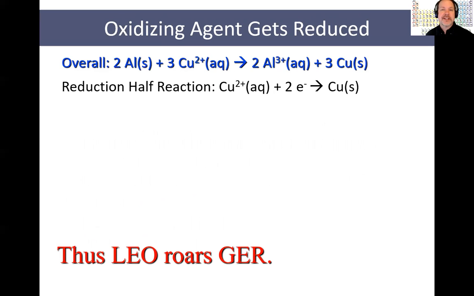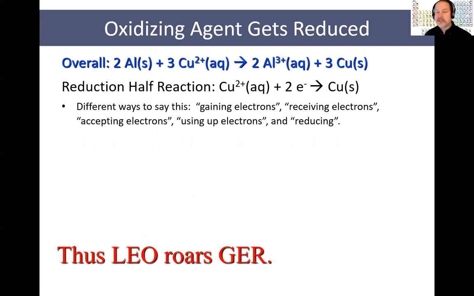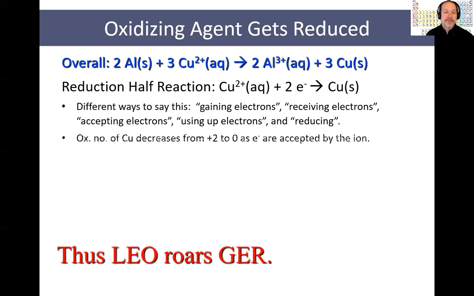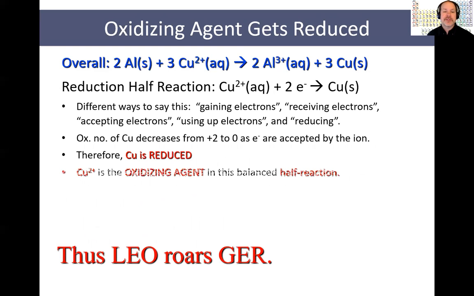It is gaining electrons, and that's the copper +2 ion. And we say that it is gaining electrons, or it's receiving electrons, it's accepting or using up electrons, or simply it is reducing. And so its oxidation state's going from a +2 to a 0 by accepting these electrons. And we say it's reduced, and copper +2 is the oxidizing agent. So we like to say what element is being oxidized or reduced, and then we say the whole ion or compound is the agent, in this case the oxidizing agent in this half reaction.